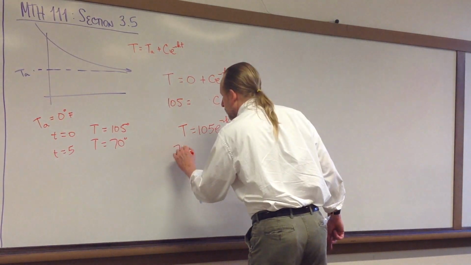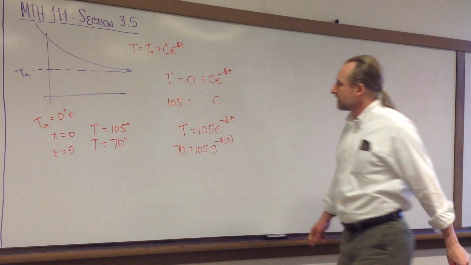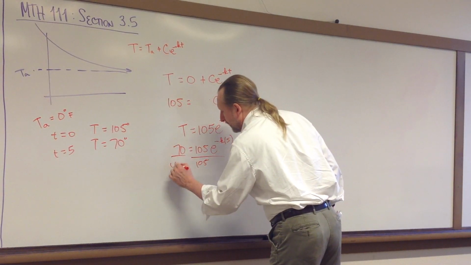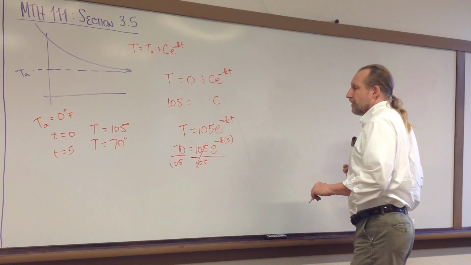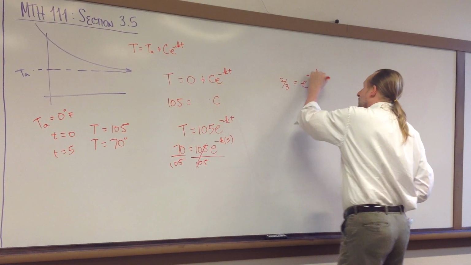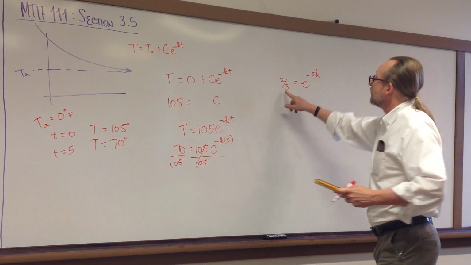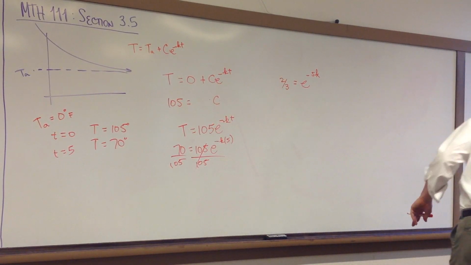All right. Now, to find k, we know that the temperature is going to be 70 degrees after 5 minutes. So here's our equation. Divide on both sides by 105. That is actually going to be 2/3 there. 70 over 105 equals e to the minus 5k. And you can call that 0.6 repeating if you want to, but be sure to repeat that 6. Don't just call it 0.6 because that's a different number.